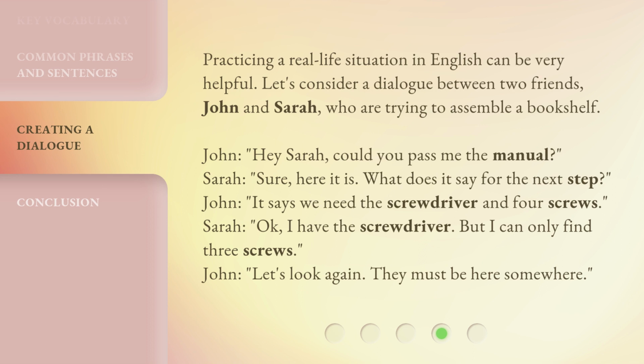John. Hey Sarah, could you pass me the manual? Sarah. Sure, here it is. What does it say for the next step? John. It says we need the screwdriver and 4 screws. Sarah. Okay, I have the screwdriver. But I can only find 3 screws. John. Let's look again. They must be here somewhere.